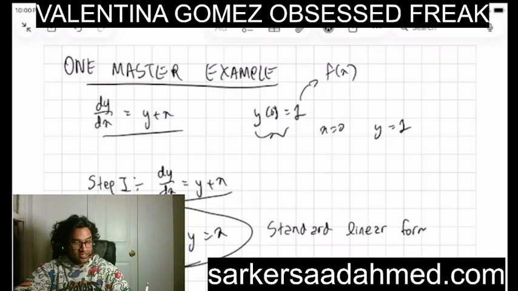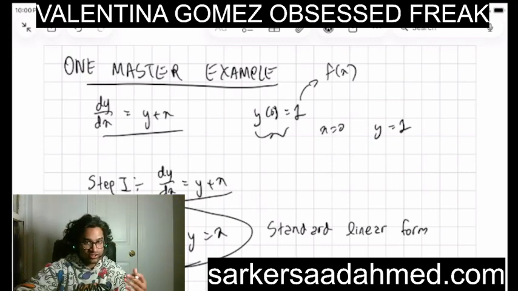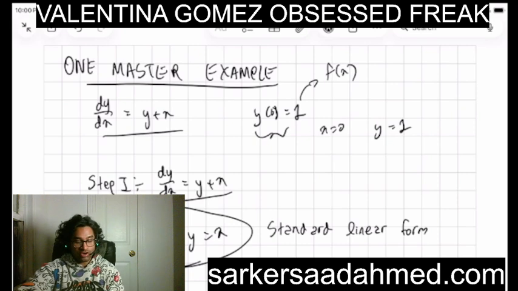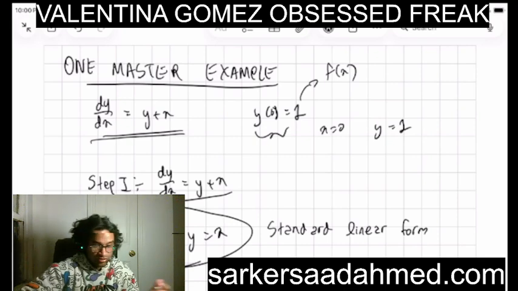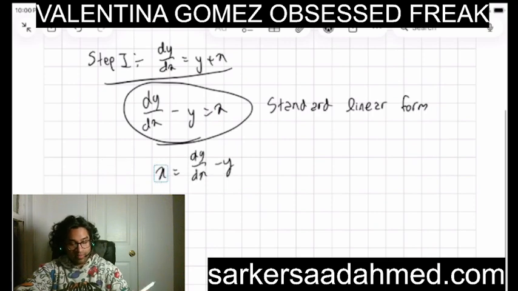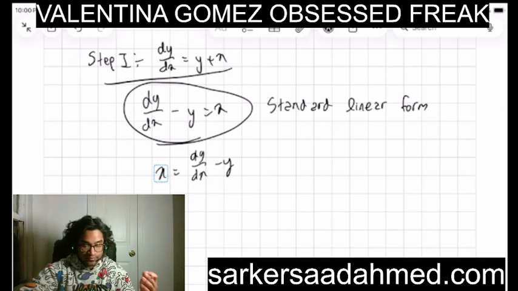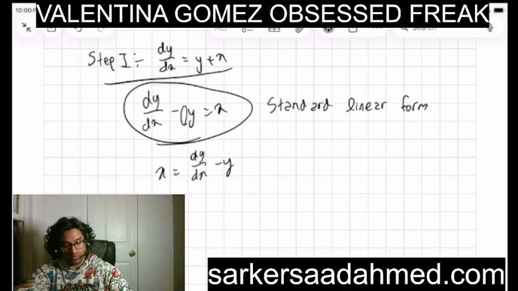Standard linear form. This means that whatever derivative equation is given to you, you're going to transform it from a normalized dy by dx equation into an equation in which x represents that. So here, x represents dy by dx minus y, right? The only reason we want to do that is because when I subtract minus y, I get an integrating factor. This is what we call an integrating factor.